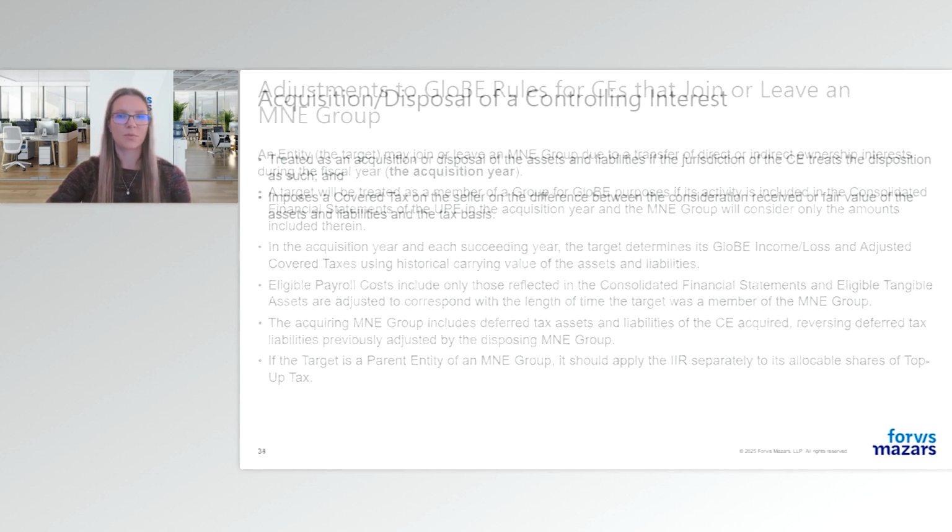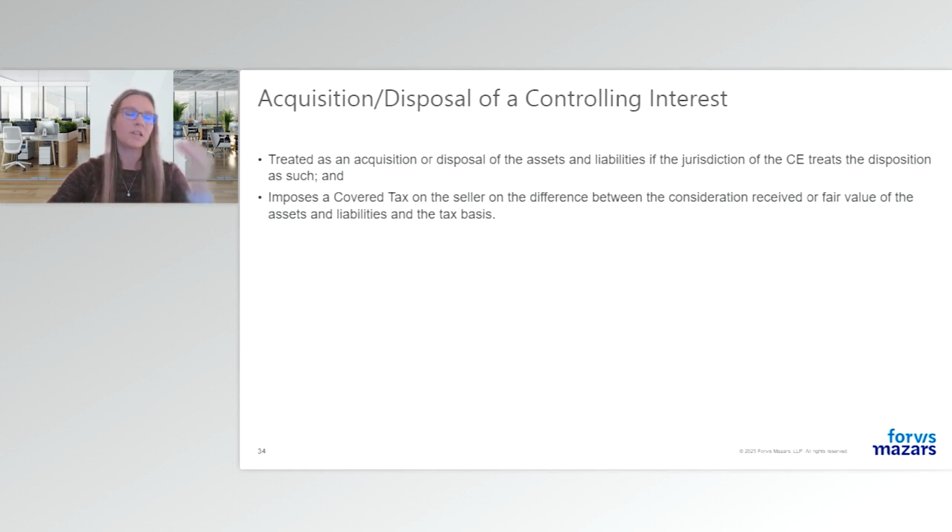So I think that is a pretty good overview of the adjustments that need to be made to the computation of GLoBE income and loss when we're acquiring or disposing of an entity. And that's under Article 6.2.1. Here, Article 6.2.2 is going to provide an exception to those rules to provide consistent treatment to dispositions of assets and liabilities, regardless of the form of the transaction.